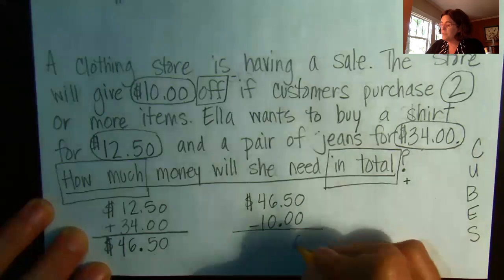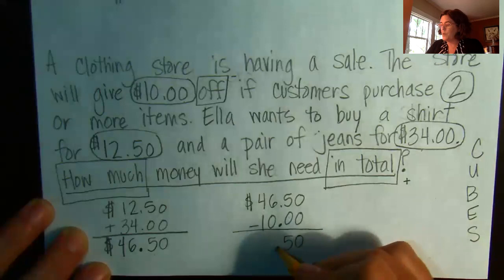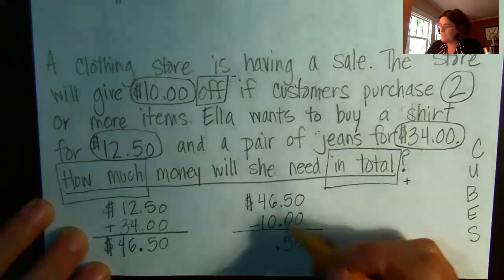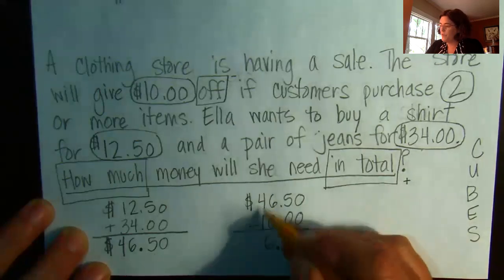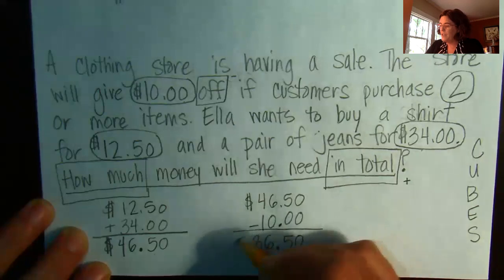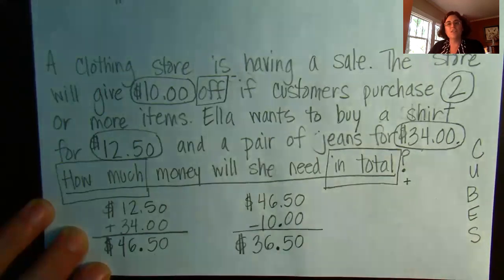0 minus 0 is 0. 5 minus 0 is 5. Bring down that decimal point, please. 6 minus 0 is 6, and 4 minus 1 is 3. So our answer is $36.50. Because she was purchasing two or more items, she got the $10 off.